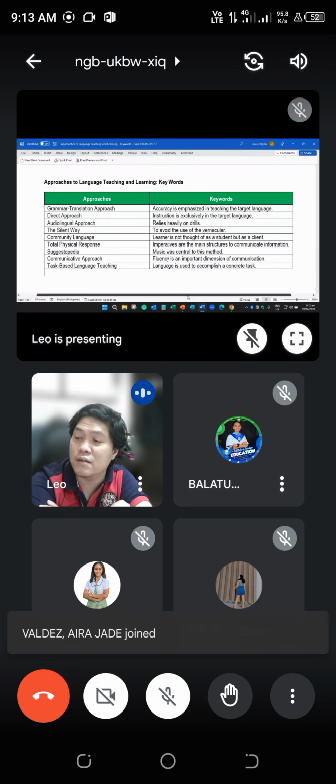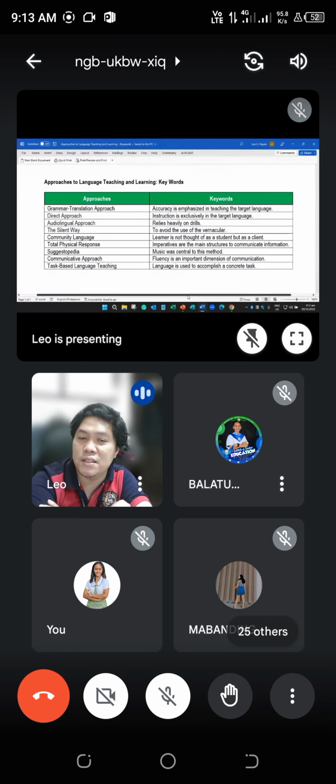Next is the total physical response. These are more on imperatives, like commands. This TPR is usually used as an approach in physical education classes. Even in language classes, like sit down, stand up, and other commands or imperatives, just to make sure that the students or the learners understand what they are doing. So teaching a second language here is more on commanding or having imperatives.